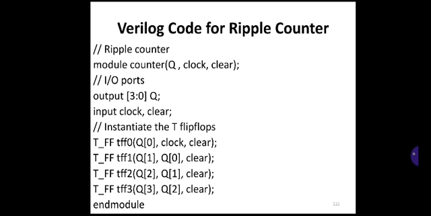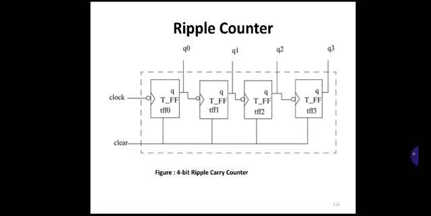Module counter, with the list of input and output: Q, clock and clear. Then the IO ports need to be declared here. The output is Q, that is Q0, Q1, Q2 and Q3, which can be declared as 3 down to 0. So Q is a vector output which has a 4-bit value: Q of 0, Q of 1, Q of 2 and Q of 3. Then two inputs, clock and clear. According to the diagram, we need to instantiate the T flip-flop. For that we need to refer to the block diagram again.